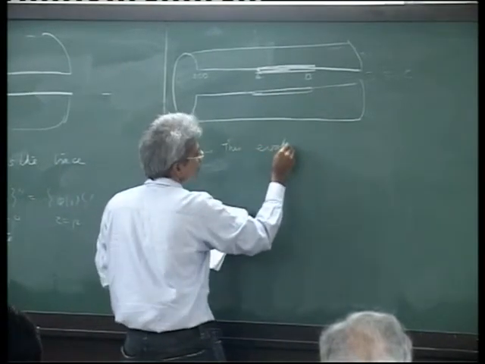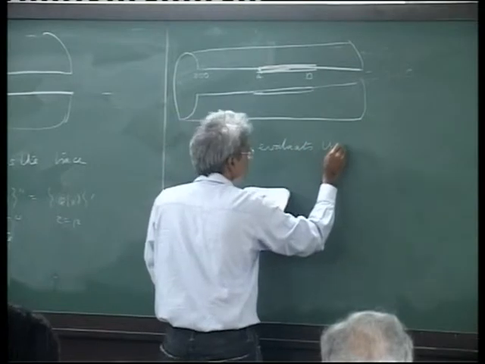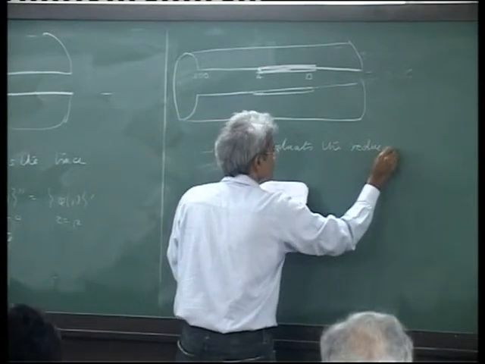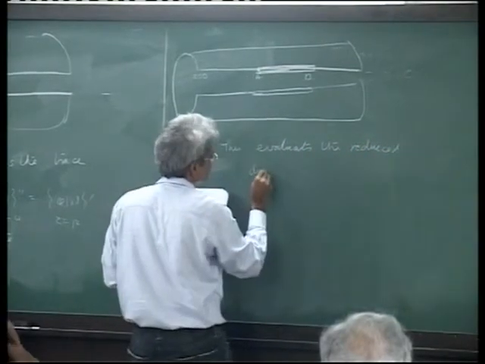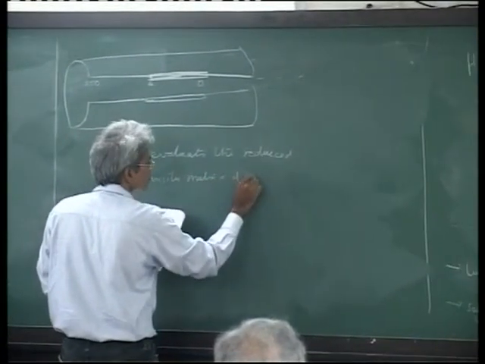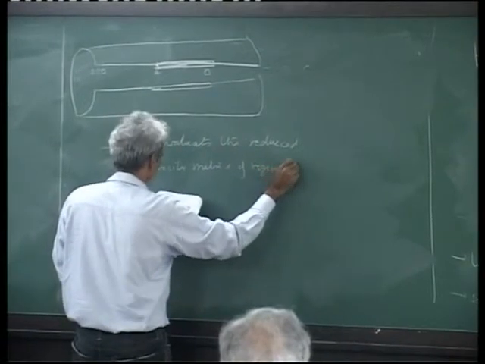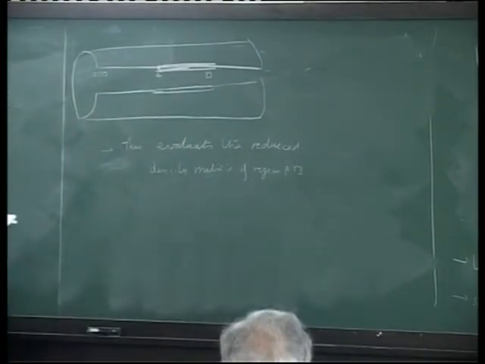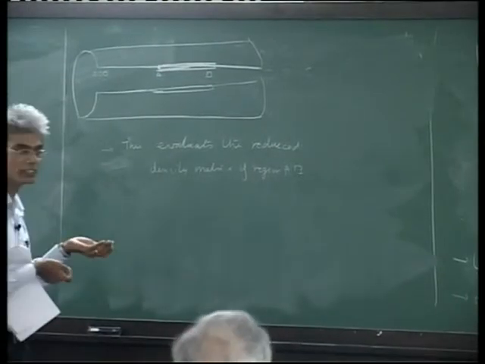This evaluates the reduced density matrix of region A. There is A and B not sewing together. Now with this picture, it is easy to think of what to do for trace rho A to the n.